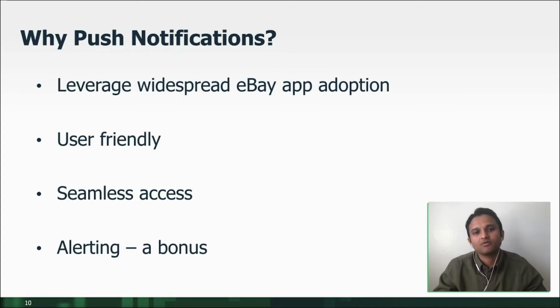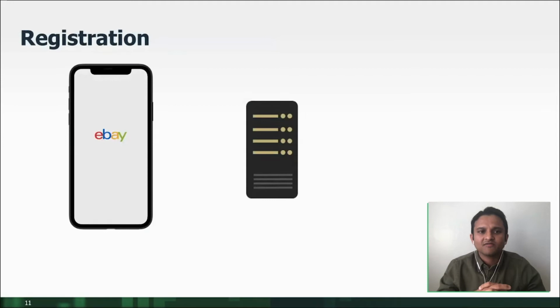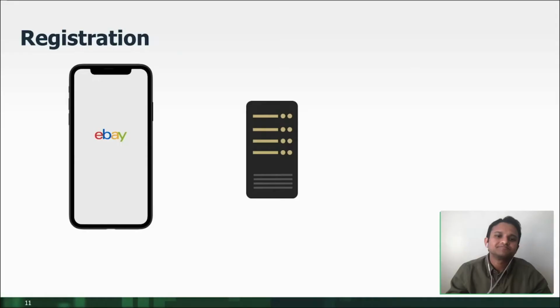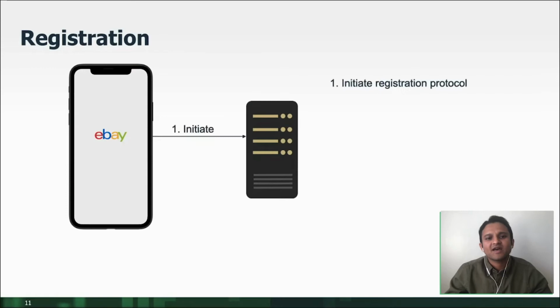So let's look at the architecture and the protocol handshake of how this framework works. Here's the registration protocol. On the left, we have the eBay app, which is shipped with the FIDO client libraries, and then we host the FIDO server on the eBay server side. By the way, both these protocols have been open sourced, and I will be providing references to them at the end. To initiate registration, the native app initiates the registration protocol with the eBay server.